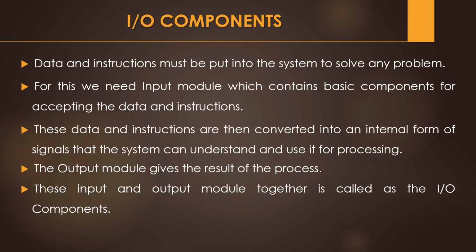I/O components. Data and instructions must be put into the system to solve any problem. For this we need an input module which contains basic components for accepting the data and instructions. These data and instructions are then converted into an internal form of signals that the system can understand and use for processing. The output module gives the result of the process. So the input and output modules together are called the input-output components.